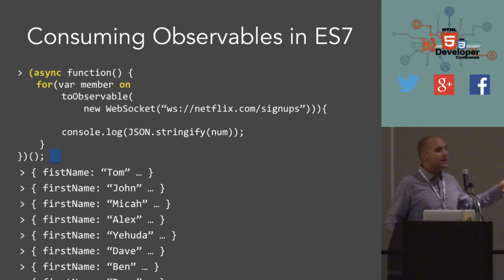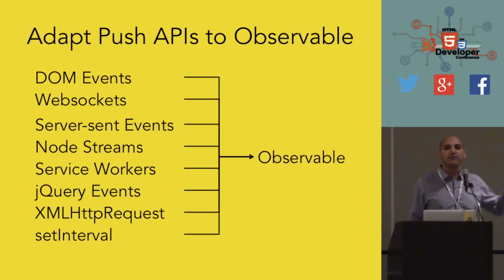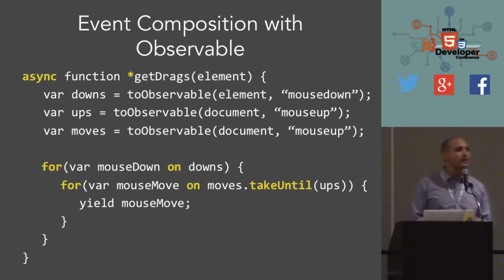So we can take any of those push APIs out there, convert them to observable, and use the same types of operations, language support, that you saw earlier on them. So here's event composition with an observable. What if I want to create a mouse drag stream?